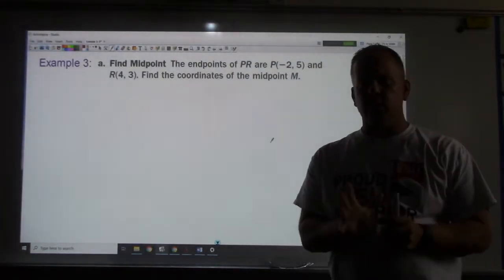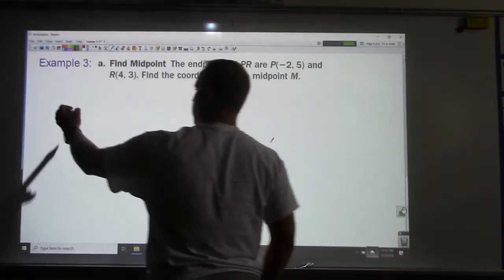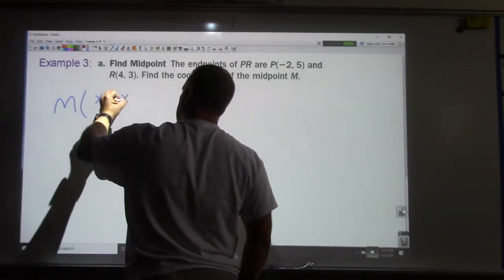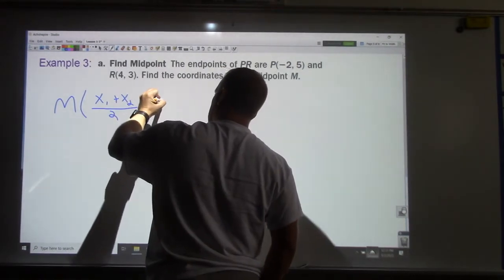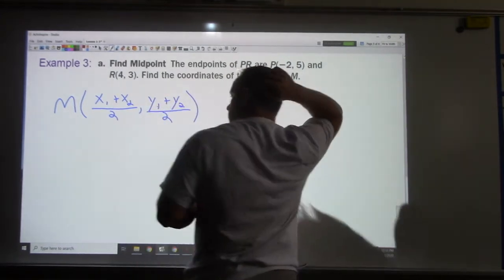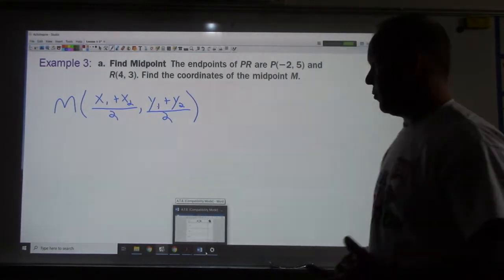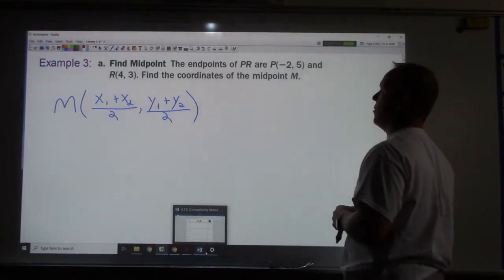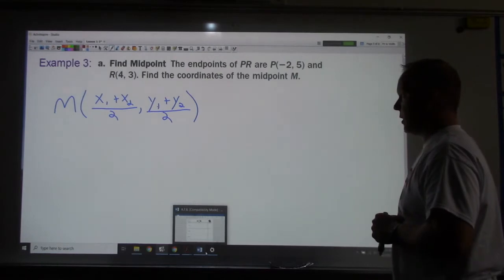Example 3, now we're going to utilize the midpoint formula for the coordinate plane. Midpoint formula, I'm going to jot it down real quick. I like to write down formulas, it's how I learn them. Remember, midpoint is you add your x's divided by 2, add your y's divided by 2. There's your middle. So if the endpoints of segment PR are P is at negative 2, 5, and R is at 4, 3, find the coordinates of the midpoint.